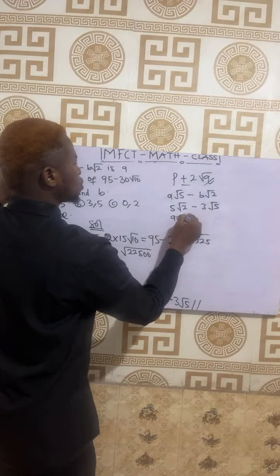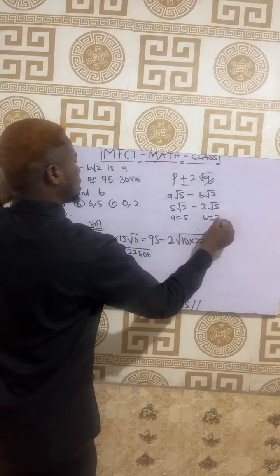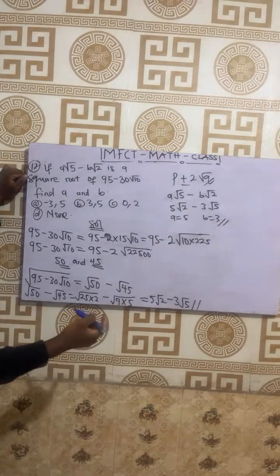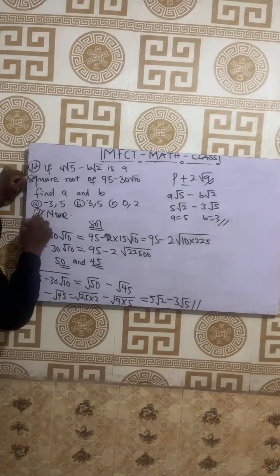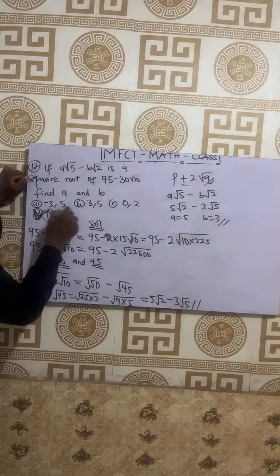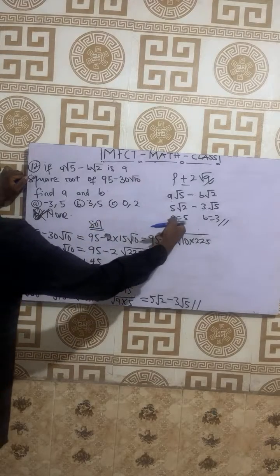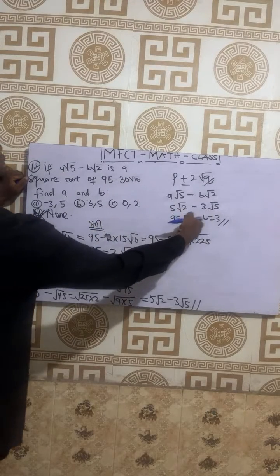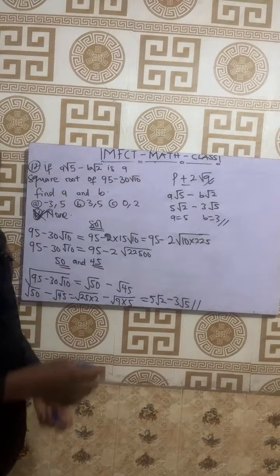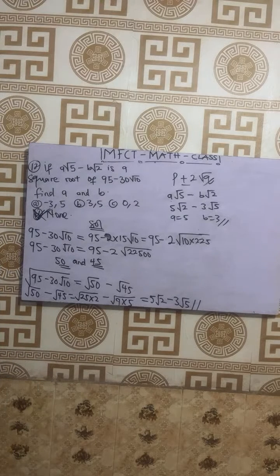So a is equals to 5. b is equals to 3. This is the final answer for this question. So this simply means the answer is known. Option A is minus 3, 5. Option B is 3, 5. So it should be 5, 3. The right answer should be 5, 3. A before B. So that is that in using the trick.